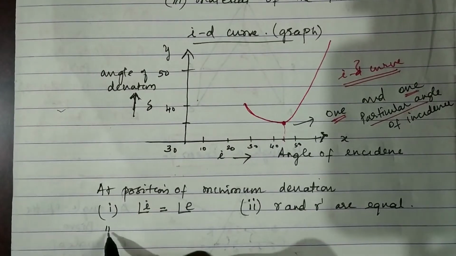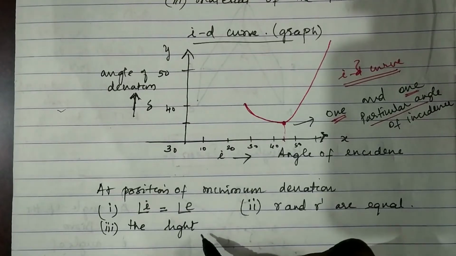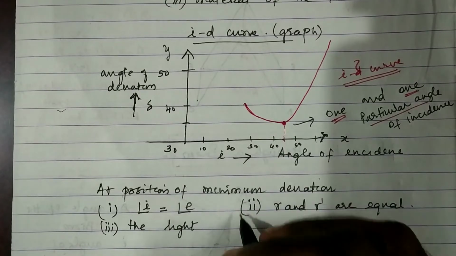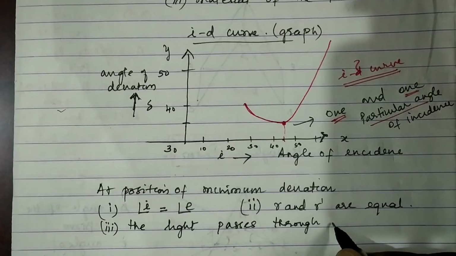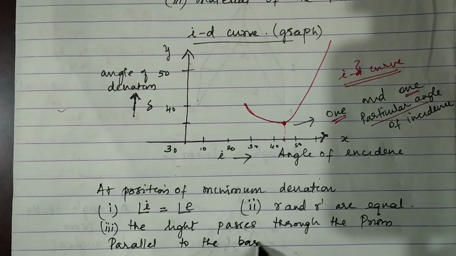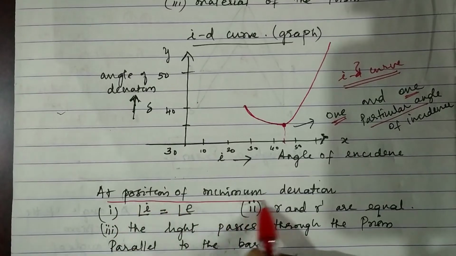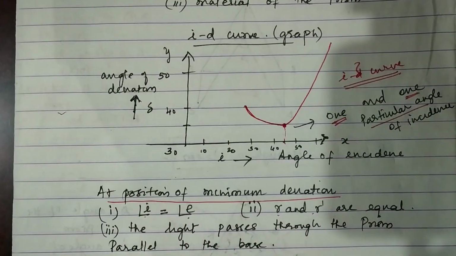The light passing through the prism passes parallel to the base. These three things you should know. One more time, at the position of minimum deviation, the angle of incidence will be equal to the angle of emergence, R will be equal to R dash, and the light passes parallel to the base. Just I am going to draw and show.